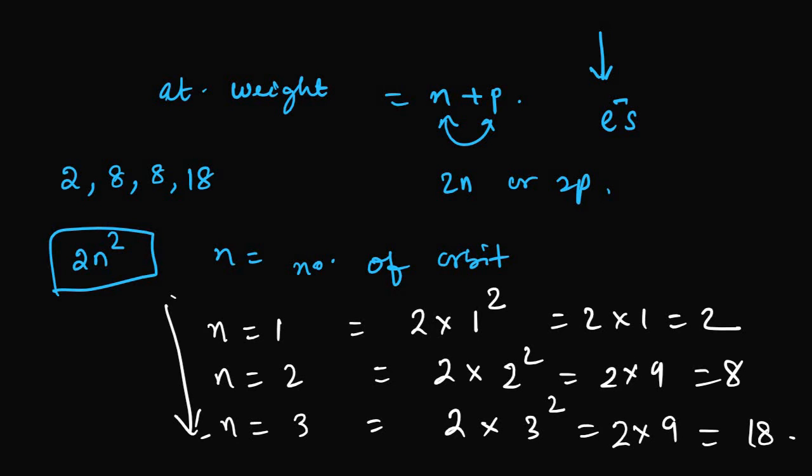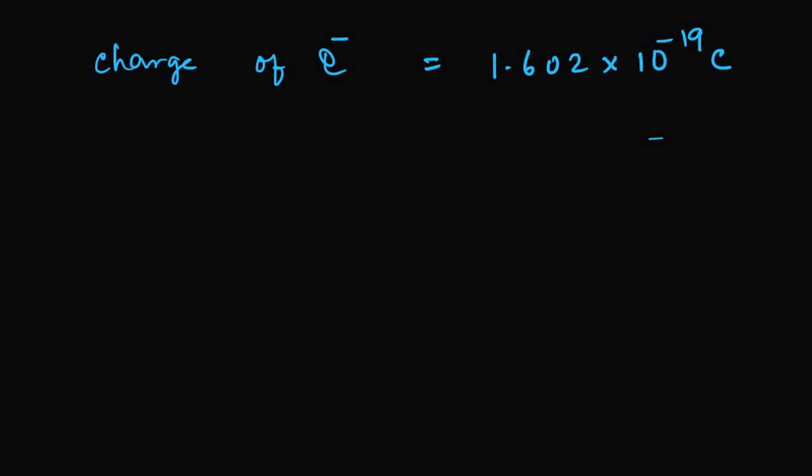Now we need to know something about electrons as well, which is very important for us. We know electrons have very negligible mass, but we should know what it is. First is the charge of the electron. As we know, an electron is negatively charged. The charge is 1.602 into 10 to the power minus 19 coulomb, to be very specific, and it is negative. A proton has the same charge magnitude, but it is positively charged.